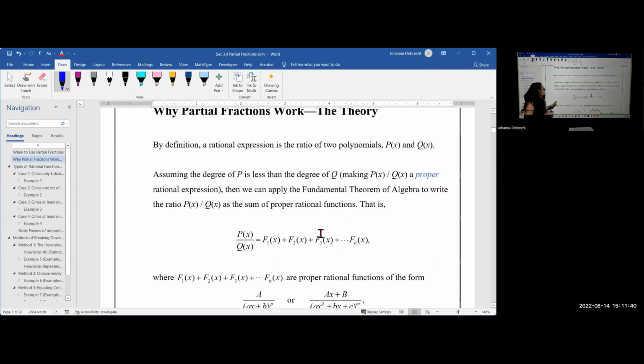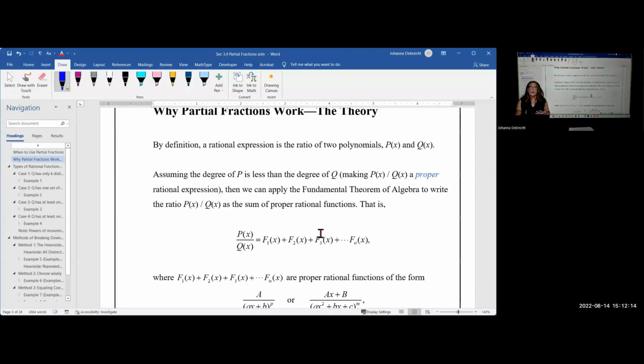Let's make an assumption that it is a proper fraction. If it wasn't, we've already done the long division. We've split it into the quotient plus remainder divided by divisor. And now we're focused on the remainder divided by the divisor part, which is definitely a proper fraction. So the degree of P of X is smaller than the degree of Q of X, all right? Making it a proper fraction. Then we want to apply the fundamental theorem of algebra to this in order to completely factor the denominator.